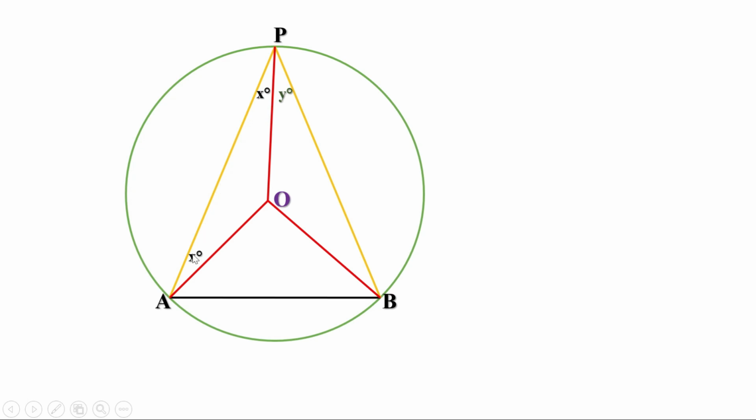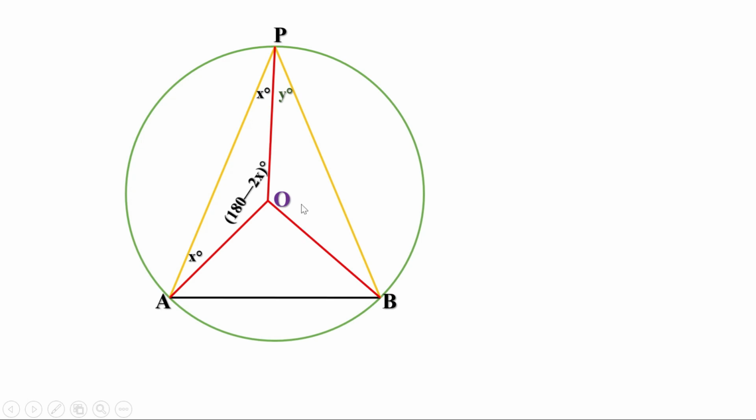X plus this angle is 180 degree. X plus x is 2x. 2x plus this angle is 180 degree. Therefore this angle is 180 minus 2x degree. The same way, triangle BOP is another isosceles triangle.